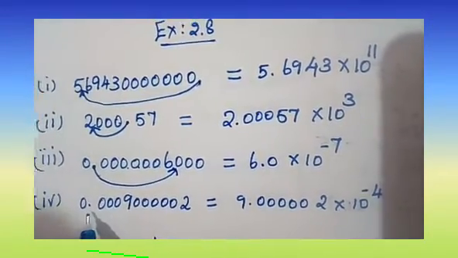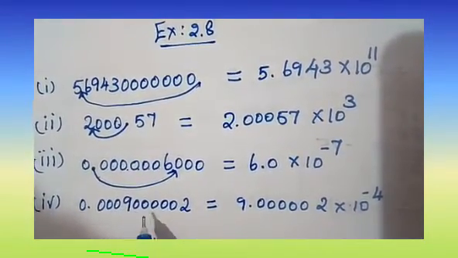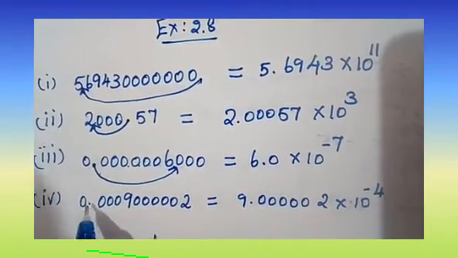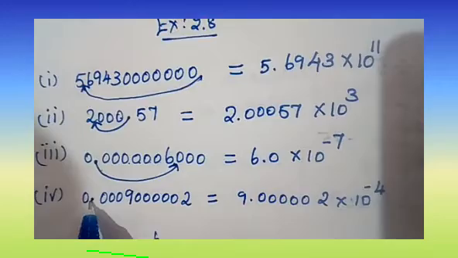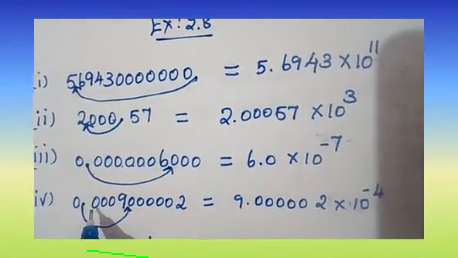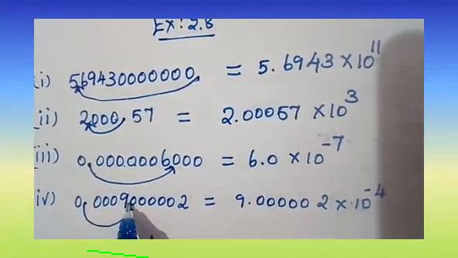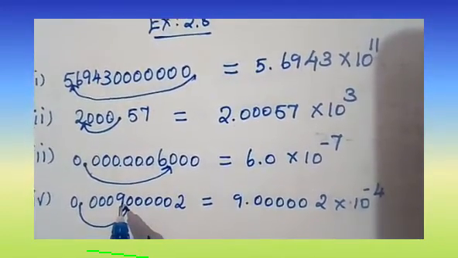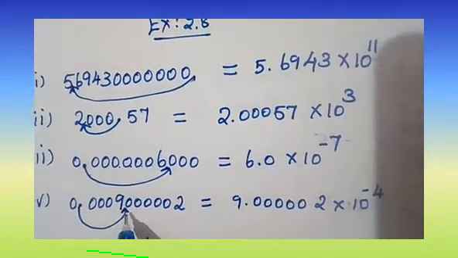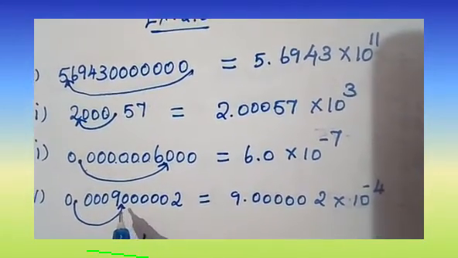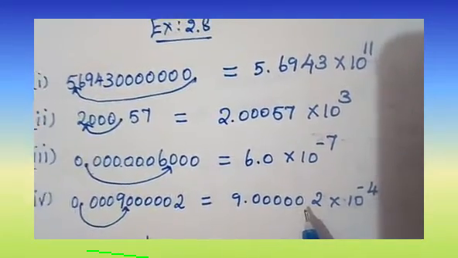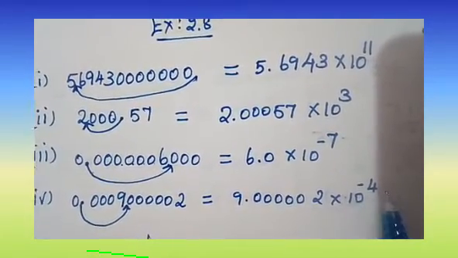Next problem, 0.000900002. The decimal is at the beginning. This decimal has to move to just after the 9. In between we have 1, 2, 3, 4 digits. It moves right 4 places, so 10 power minus 4. So that is 9.00002 into 10 power minus 4.